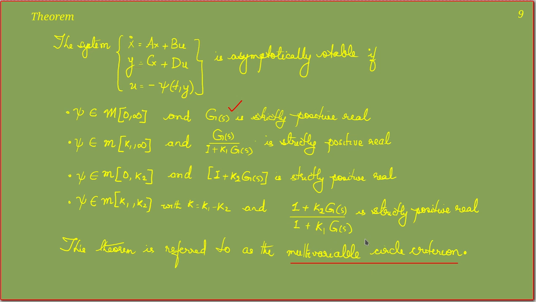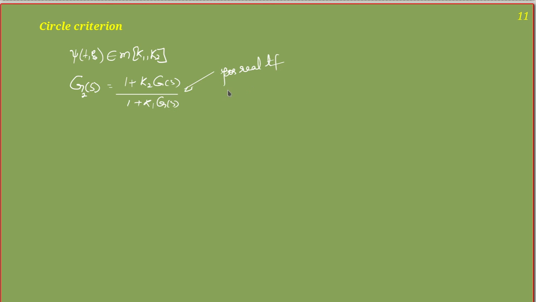So in fact this is a bit lengthy, but I will just summarize it and say here that if I have a nonlinearity psi of t comma zeta lying within the sector k1 k2, we should go and check whether G2 of s, which is equal to 1 plus k2 into G of s divided by 1 plus k1 into G of s, is a positive real transfer function or not. Okay, for checking the asymptotic stability of the whole system.